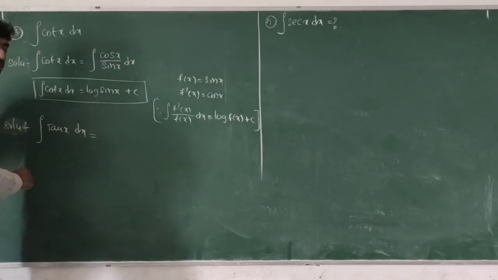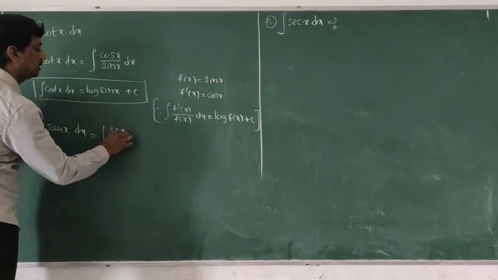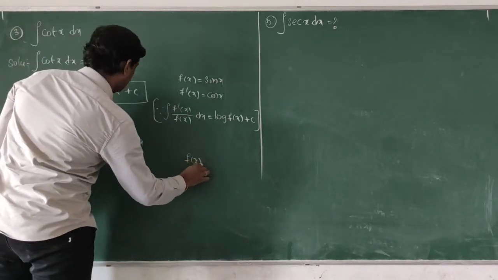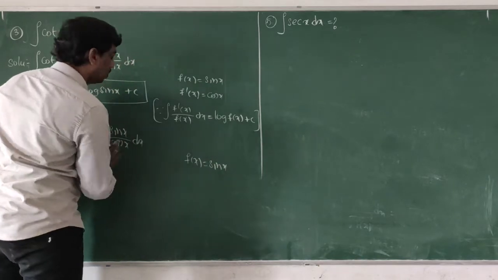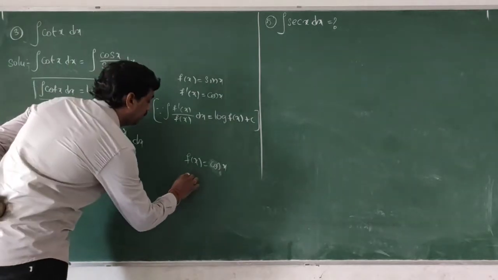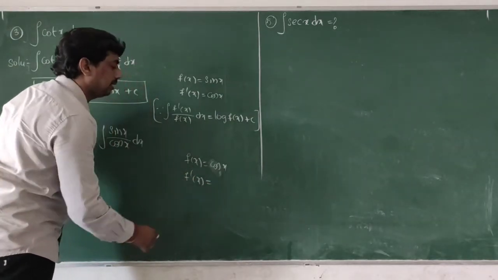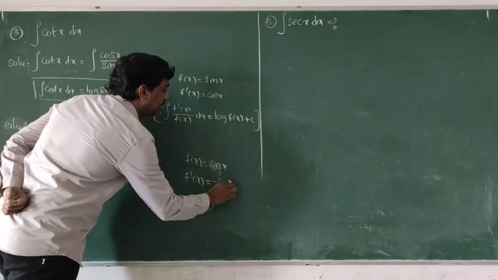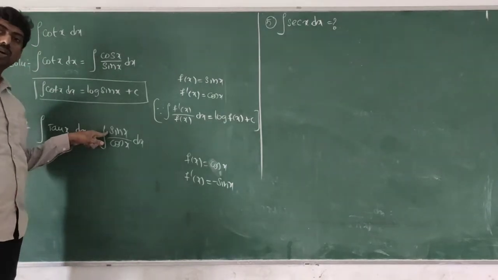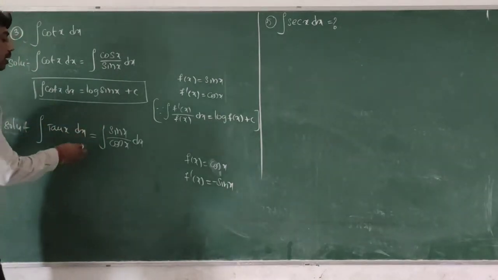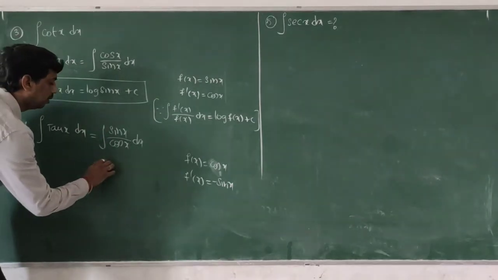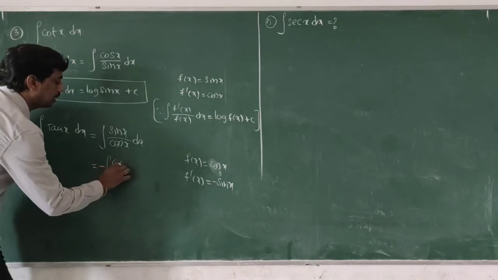Write tan x in terms of sin and cos: integral of sin x by cos x dx. If we take f of x equal to cos x, then f dash x equals the differentiation of cos x, which is minus sin x. Can we have the minus sin x in the numerator? No. To finish this problem we multiply, so this plus can be written as minus of minus sin x.